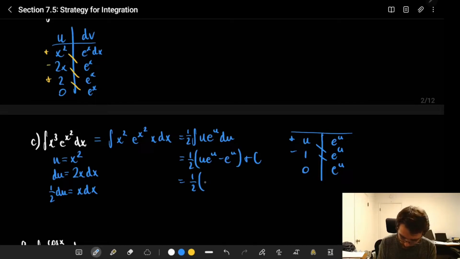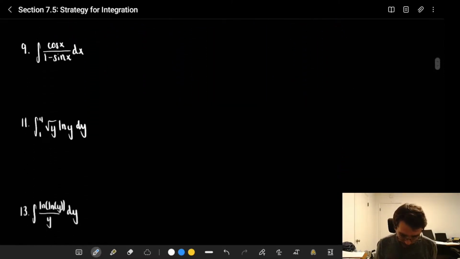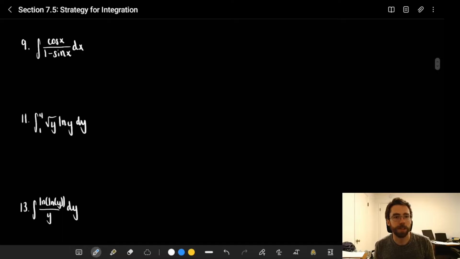U is x squared, right? So that's x squared e to the x squared minus e to the x squared plus a constant. Ta-da! Okay, so that one was kind of fun. Let's move on to the mean integrals.